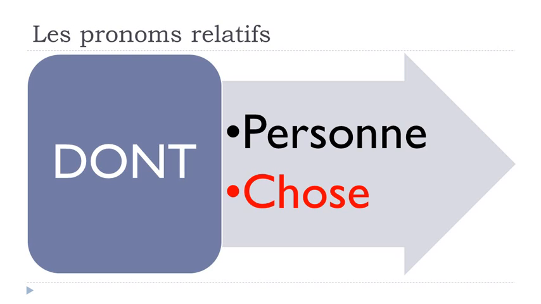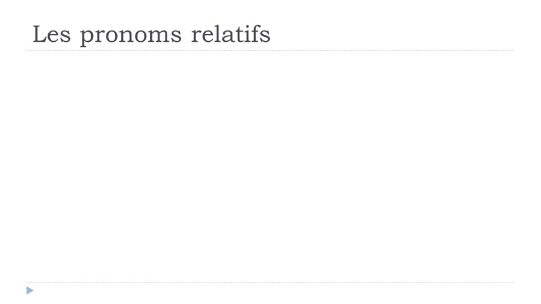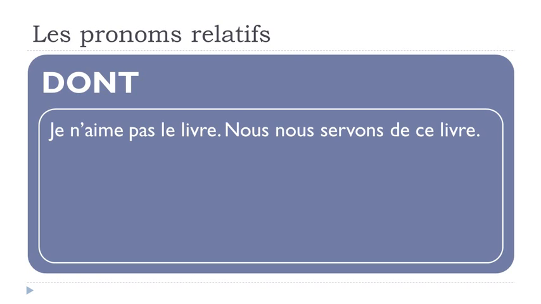Let's see if we want to replace une chose, a thing. Je n'aime pas le livre, nous nous servons de ce livre. Okay, so aimer is to like, and in that case you've got the negative form, je n'aime pas le livre. Nous nous servons. So in that case I wanted to use this se servir. Se servir is to use something, but it's a reflexive verb. De ce livre, and then you can see that we've got ce livre.